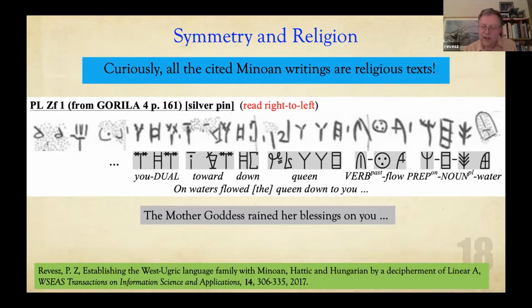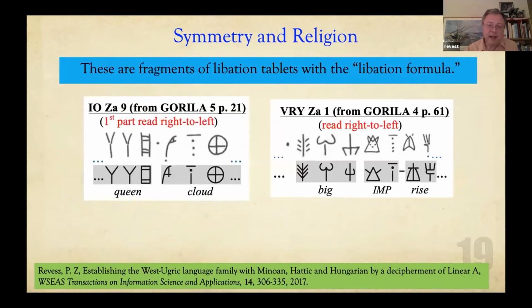So in a freer translation, just a little bit freer, it can be said that the mother goddess rained her blessings on you. The other two texts, which were read right to left, are also, as I mentioned, fragments of libation tablets on which there was a fragment of the libation formula, as they say.